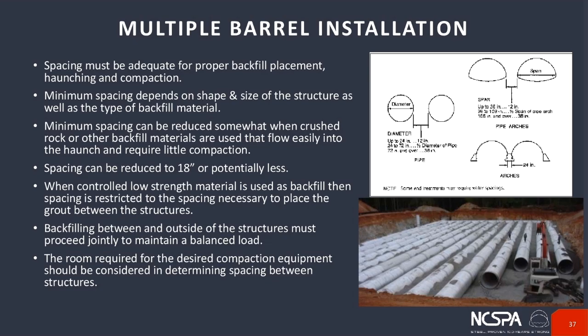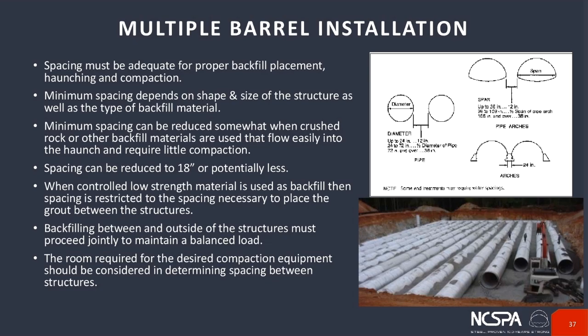Kind of one of the old rules of thumb for spacing is basically half a pipe diameter is good spacing. So if you were installing a 72-inch pipe or two 72-inch pipes, you would want to have them about 3 feet apart. But that spacing can be reduced somewhat if you're using crushed rock or other backfill materials that can easily flow into the haunch and don't require a whole lot of compaction. That spacing can actually be reduced down to 18 inches, potentially less, depending on what you're using.